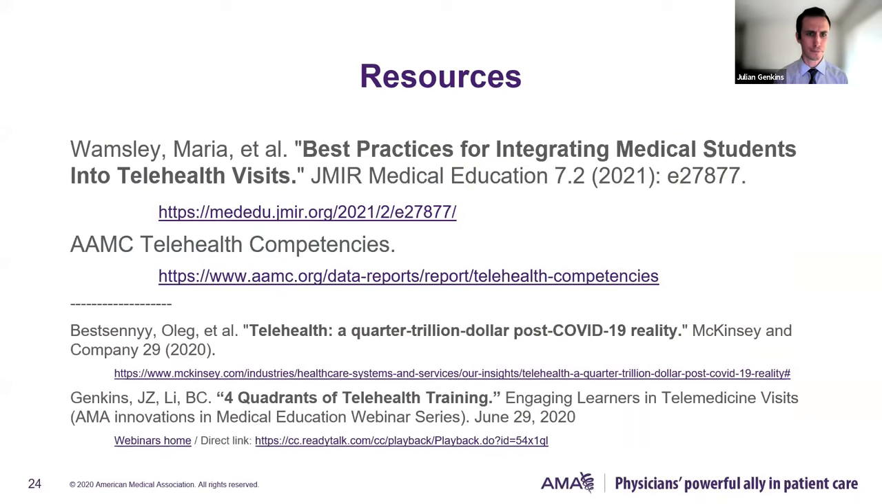Next slide, please. I just wanted to highlight two resources that I think are worth reviewing. One is this article from some of my colleagues or former preceptors and mentors at UCSF focused on best practices for medical student integration and telehealth visits. And the second are the AAMC telehealth competencies as a more systematic way to approach developing a curricula. And the other panelists will talk more about that now.